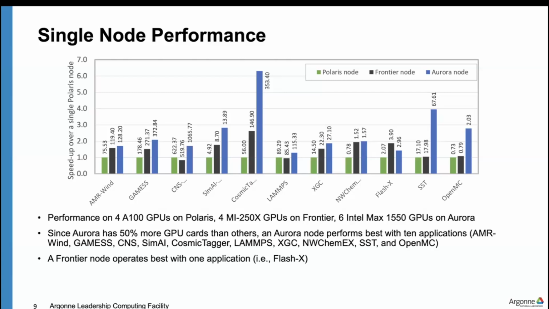Do you remember if Cosmic Tagger was using the concurrent compute streams? I'm sorry, do you remember if Cosmic Tagger was using multiple CCS mode? Yeah, I don't remember that. Do we have Khalid here? No. Yeah, so we tested the CCS mode with FlashX and we got a 2x speedup, but I don't remember if we used the same configuration for Cosmic Tagger or not. Okay. Yeah, that could be a reason, I guess.